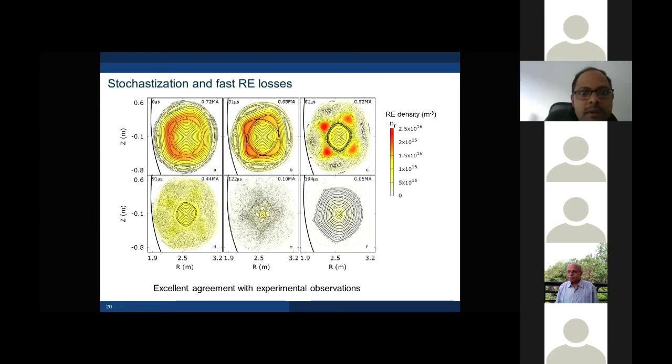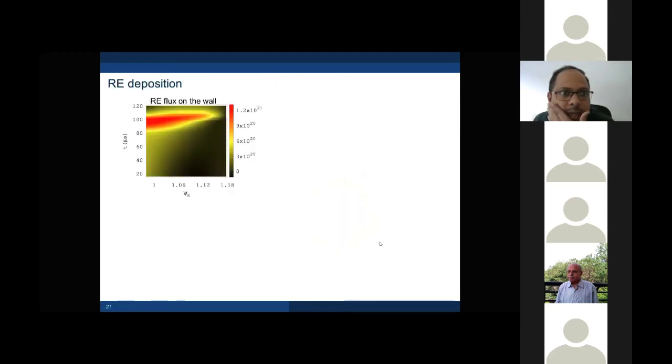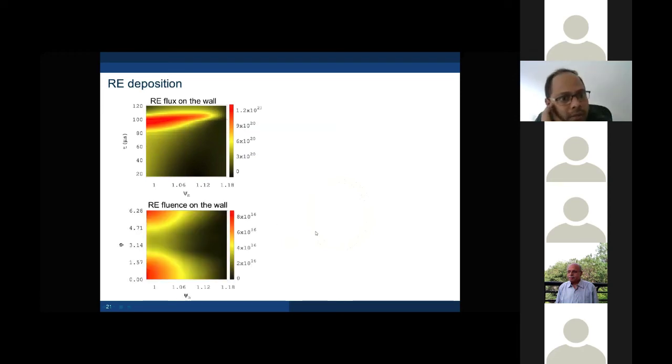So this phenomenology or qualitative behavior is in fact seen to be in excellent agreement with the experiments. So we largely understand the overall scheme of what's going on. And in terms of why there wasn't any damage, we can look at flux and fluence on the wall. Fluence is an integral of the flux in this case.